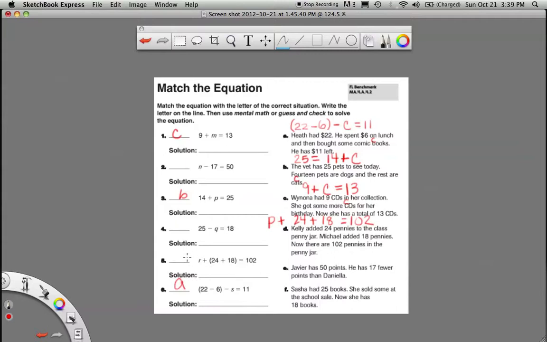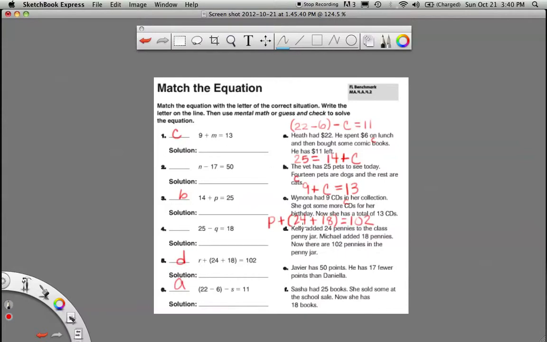I see it down here. They used an R instead of a P. They started with a certain amount of pennies, and then Kelly added her 24, and Michael added his 18 for a total of 102, and they just put parentheses around the new parts that we read about. So D is 5.